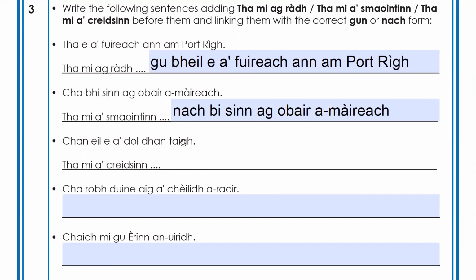He is not going to the house. So again, we have the verb to be, is, and it's in the negative. Chaniel, he is not going, and it's in the present tense. So Chaniel becomes nachel.